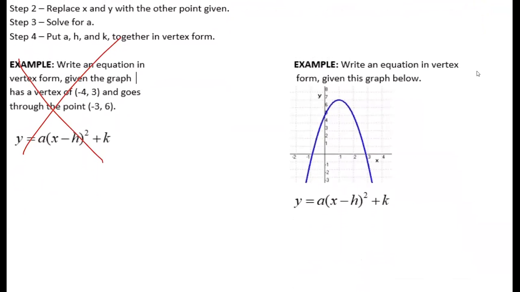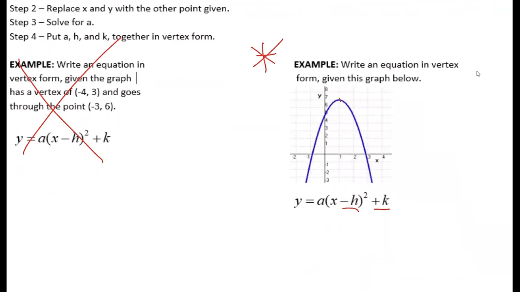But I do want to look at this problem. This problem, we're basically working backwards. We're going to try and write an equation in vertex form when we're given a graph. So this is how you'd want to approach it if you're working backwards. Remember, our h and our k are our vertex. So the first thing we want to do is pull out our vertex.